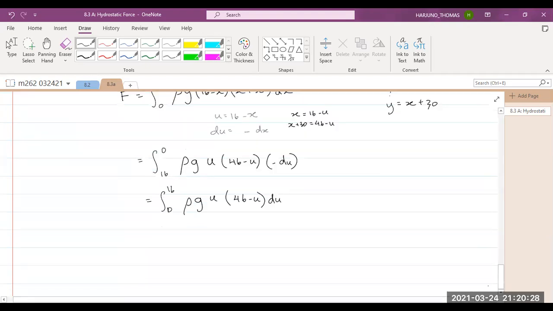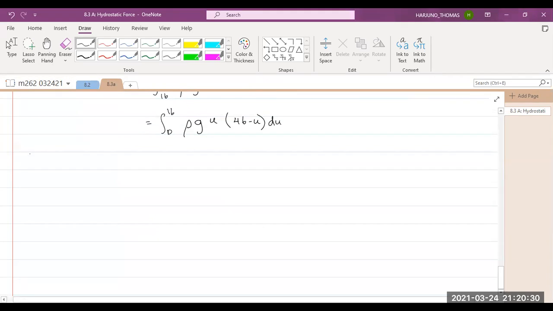Now let's summarize the procedure. First, there is more than one way to set up the integral.